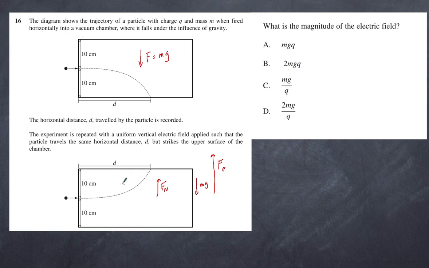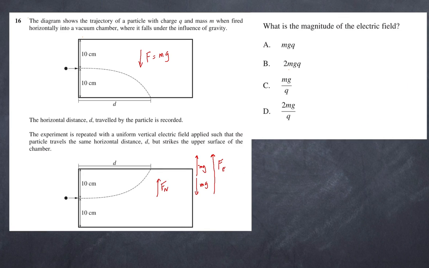But the fact that this is having the same range d and the same distance traveled in the vertical direction of 10 centimeters tells us something here. It tells us that the force component, let's say that component there, has to be also equal, at least in magnitude, to mg, and we can call this negative if we wanted to. That tells us here that the electric field force here is actually twice this value here, because we need a net force of negative mg in the opposite direction.